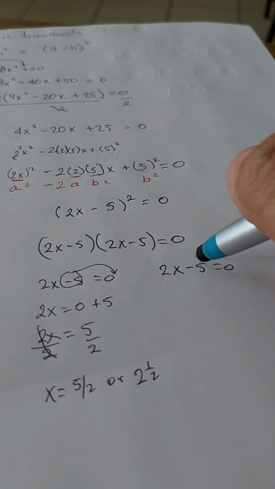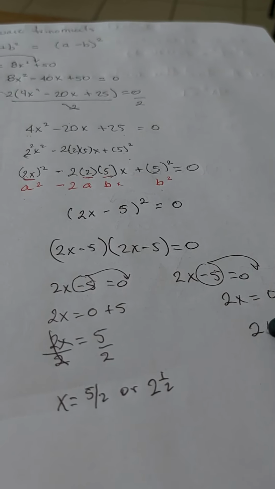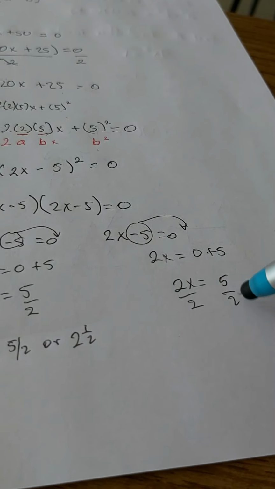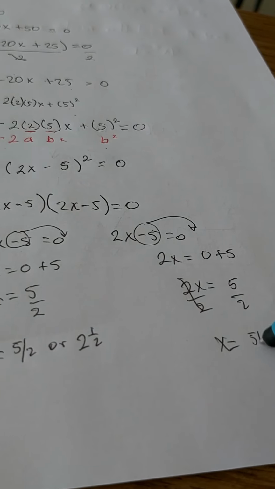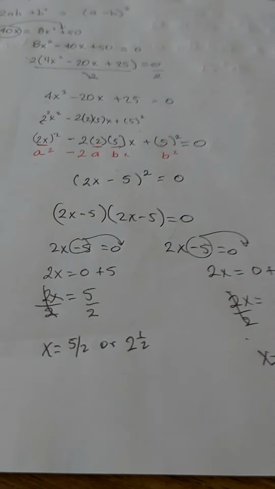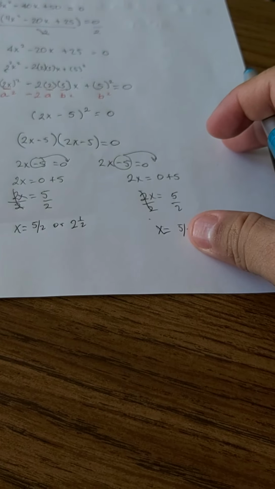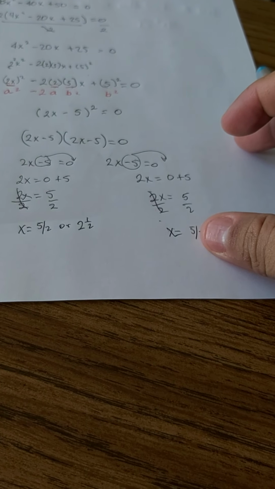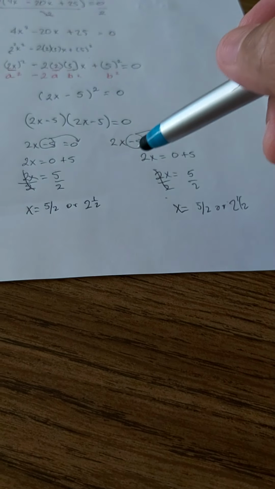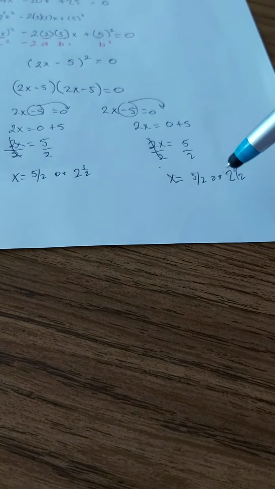Same on the other side. 2x equals 0 plus 5, which is 5. Divided by 2. X equals 5/2 or 2 1/2. Notice that we have the same result. Yes? This is called a double root. It means that the graph intersects the x-axis at exactly 1 point, at 5/2.